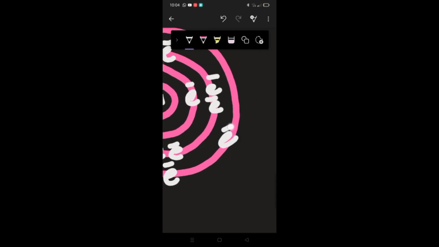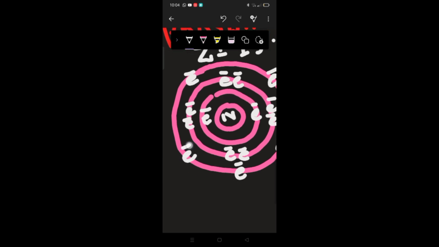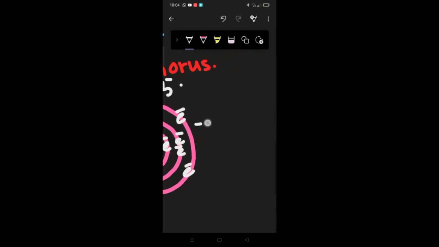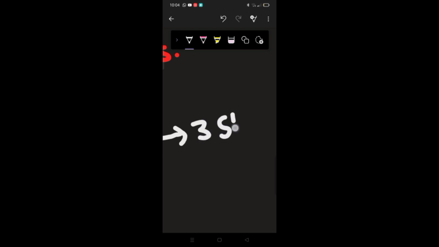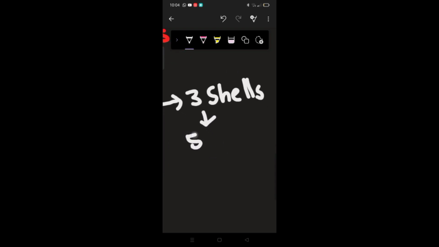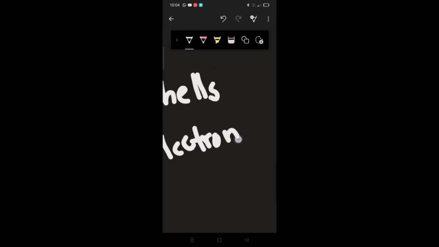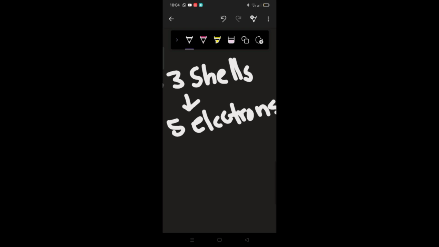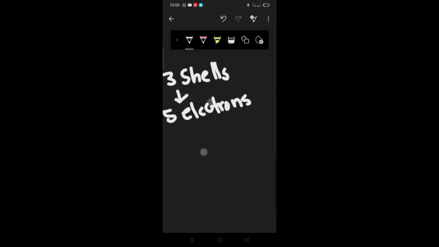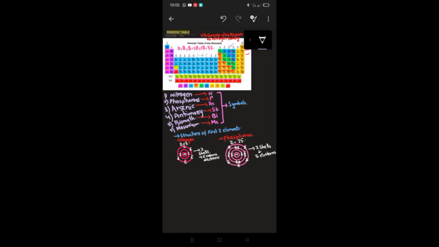1, 2, 3, 4, 5. As you can see here, it has 3 shells since it belongs to the third period, and it has 5 electrons in its outermost shell. As I told you, all elements of the fifth A group will have 5 electrons in their valence shell, or outermost shell. So this was all for today. In the next video, we'll be going with the sixth A group elements.